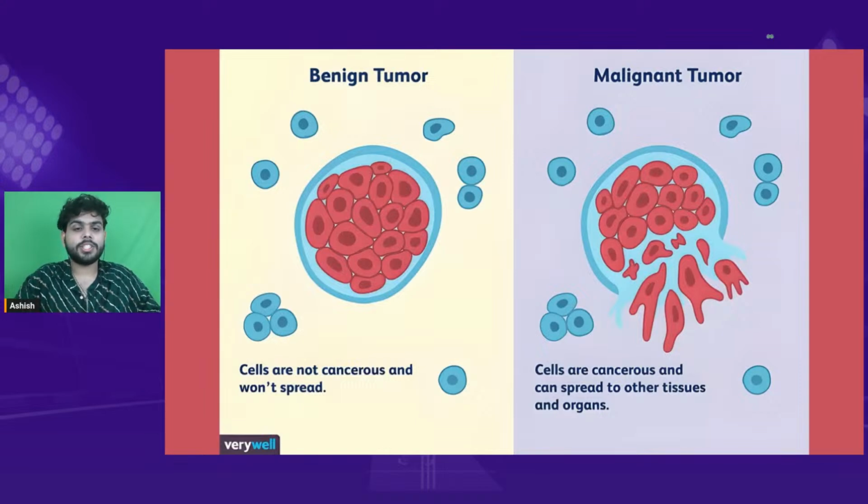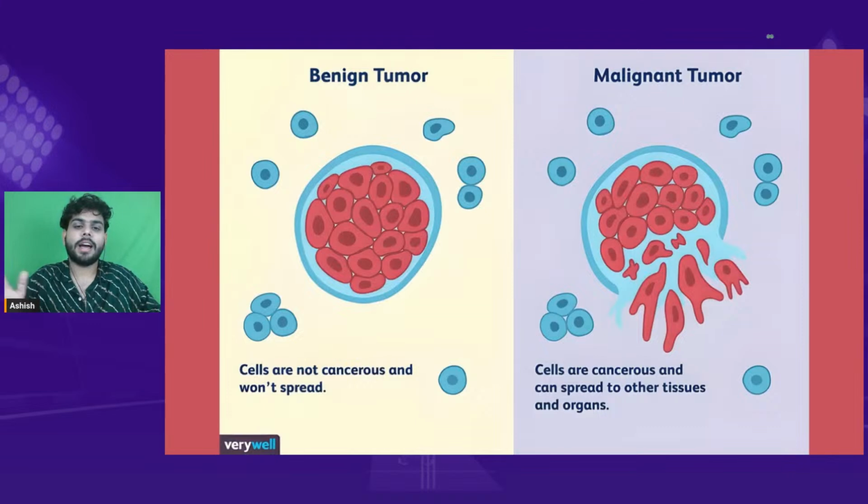In breast cancer detection, I would like to go a little deeper into the cancer side of it, how cancer works, or how a tumor works. There are basically two kinds of tumors: benign tumors and malignant tumors. Benign tumors, as you can see from the image as well, are cells that are not cancerous and won't spread. These are basically non-cancerous cells, and they are called benign tumors. They can be removed pretty easily, not at all an issue.